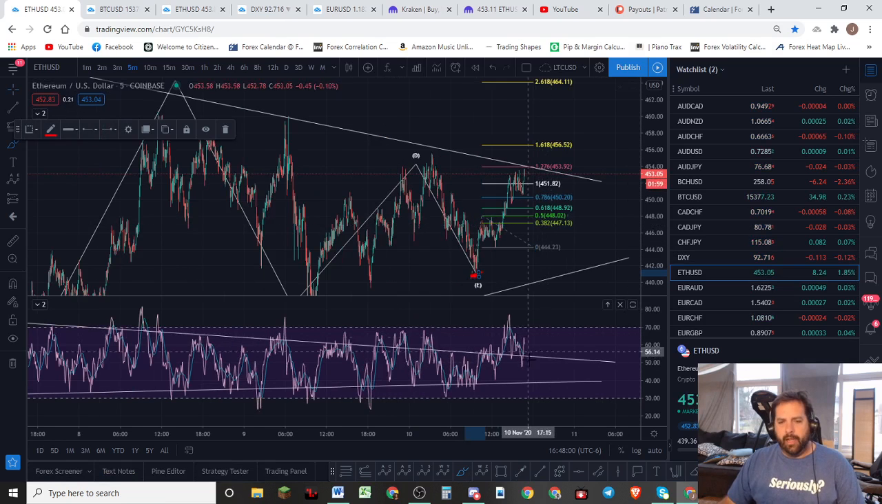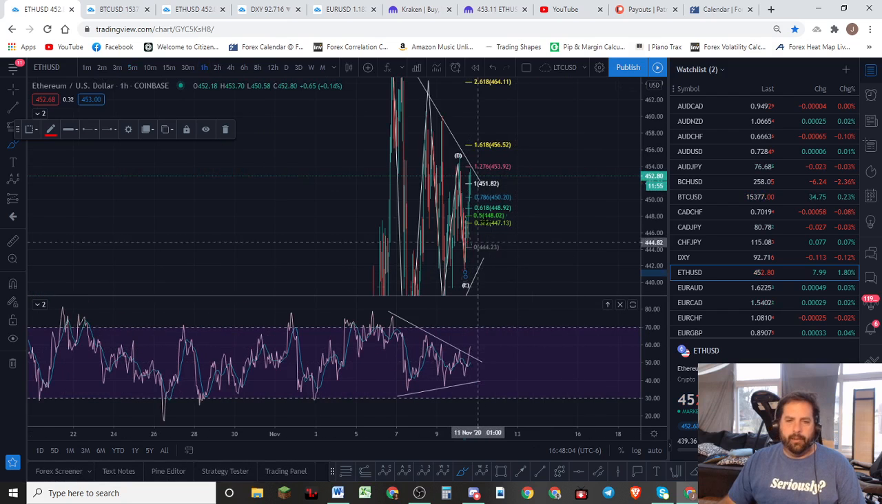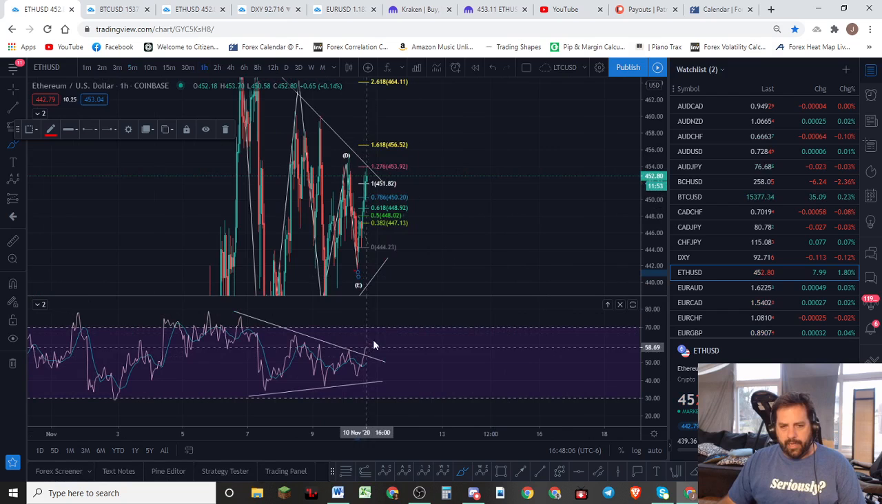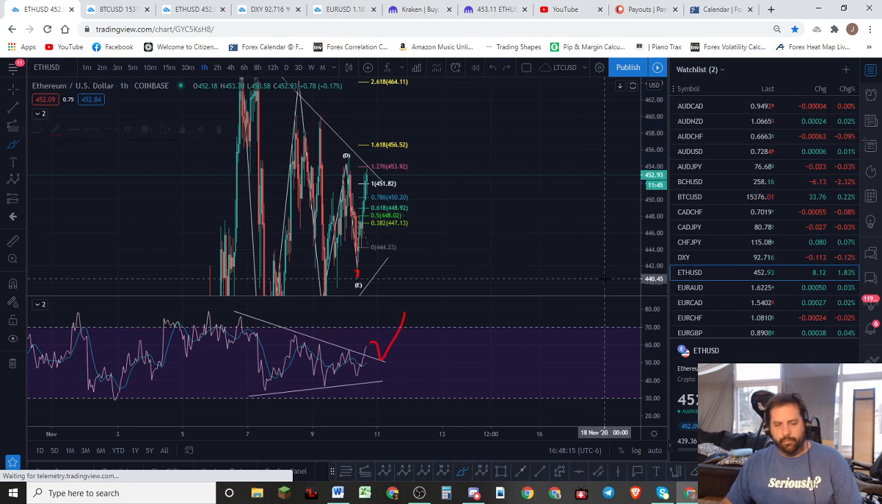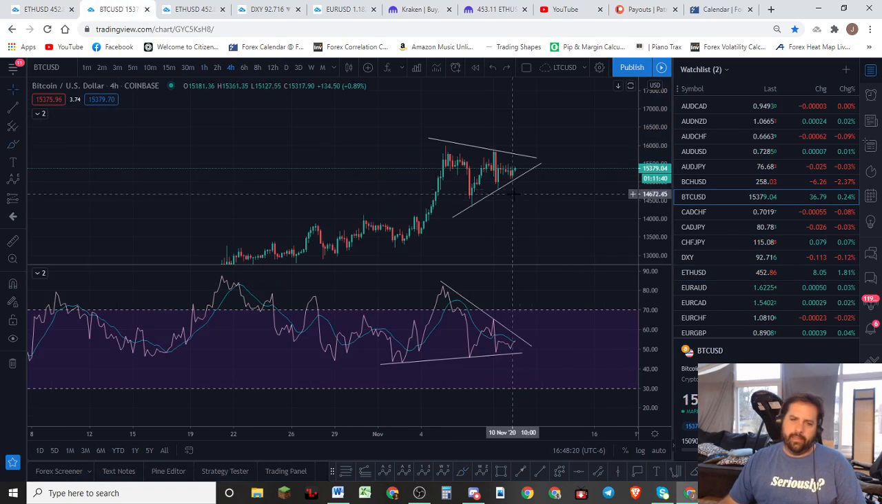That's Ethereum. So again, on the 1 hour chart, we have broken out. Okay, we're looking for a retest of that, and then move to the upside like that. Okay, and that's going to allow Ethereum to go ahead and make its next move to the upside. All right, Bitcoin, same thing here.